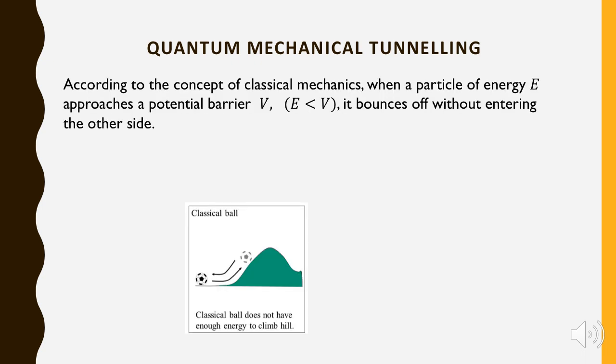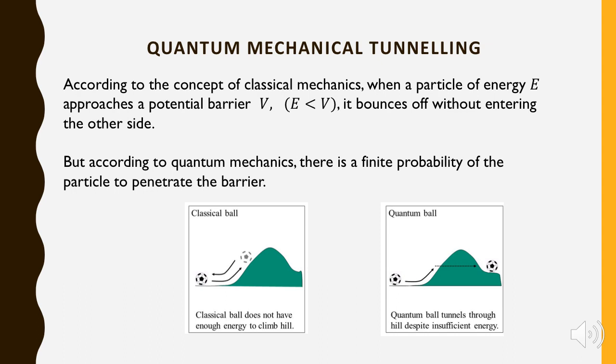Let's take the case of a particle of a definite energy approaching a barrier, or a region having a higher energy. According to classical mechanics, the particle cannot enter the other side. It will bounce off. But according to the principles of quantum mechanics, there is a definite chance for the particle to penetrate the barrier and reach the other side. This phenomenon, in which particles of lower energy can cross a boundary with a higher energy, is called quantum mechanical tunneling.